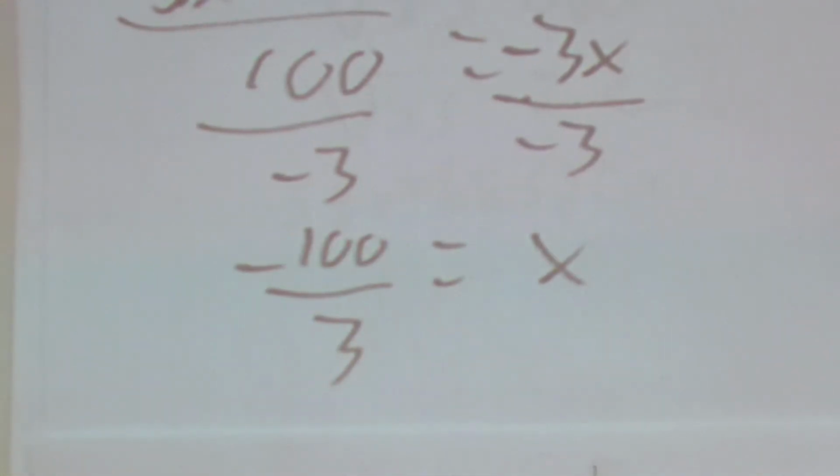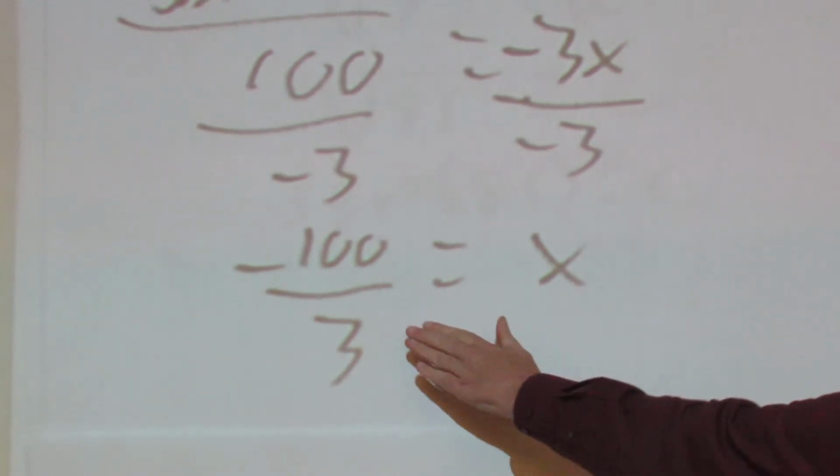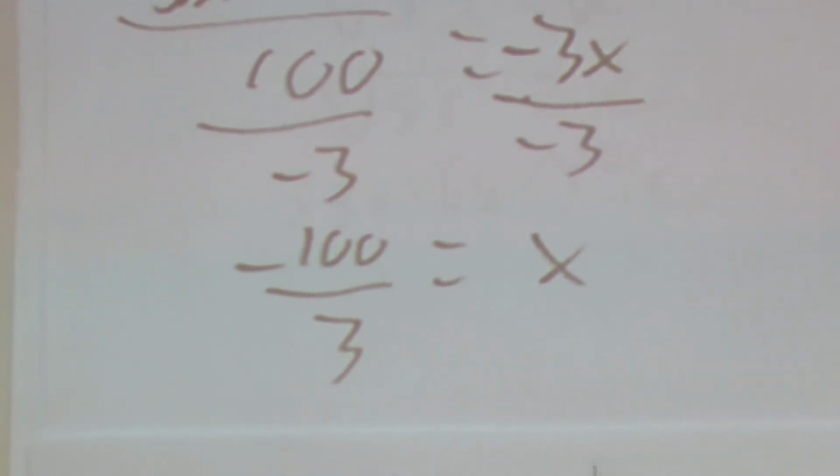And I'm going to be left with negative 100 over 3. Again, leave it like this. You don't need to do like we did on the other test and change it into a mixed numeral. Just leave it as an improper fraction and you'll have it right.